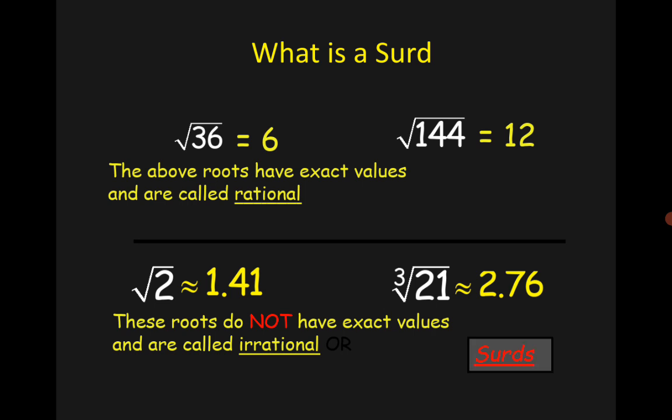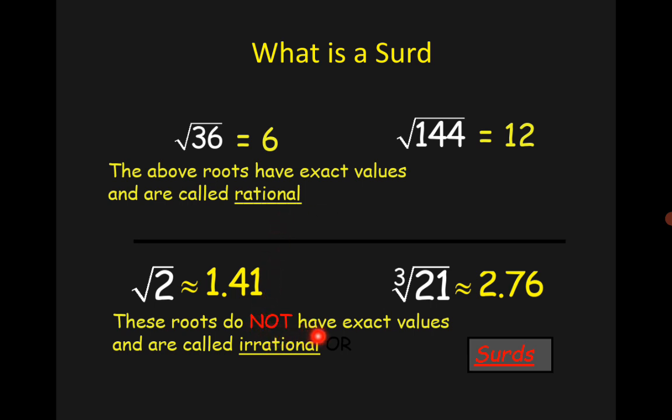They are also called surds. So in other words, irrational numbers or surds are numbers whose roots are not exact. They're numbers with non-exact values, while rational numbers are numbers whose roots give exact values. They're called rational numbers.